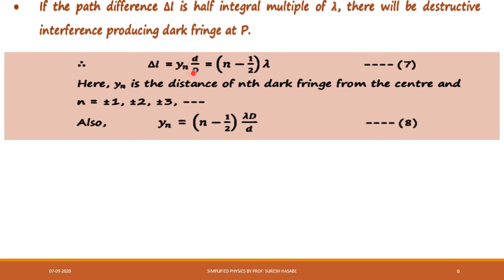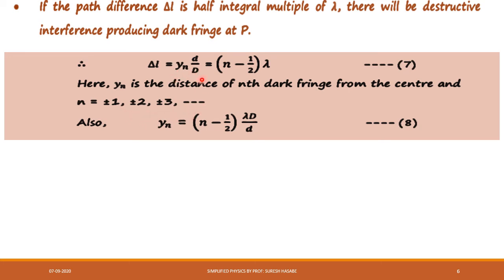Here this Yn is nothing but the distance of the nth dark fringe from the center, where n is equal to plus minus 1, plus minus 2, plus minus 3. Now you have to remember one thing. In constructive interference, the value of n starts from 0, but for destructive interference or for dark bands, the value of n starts from plus minus 1, plus minus 2, plus minus 3. Why is this? Because the interference pattern starts from the bright band. O dash is nothing but the center of this interference pattern, that we have to remember there.